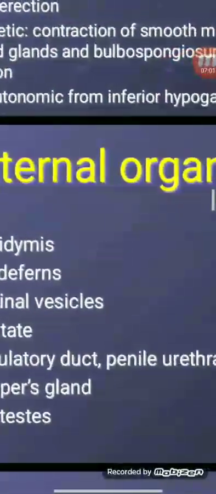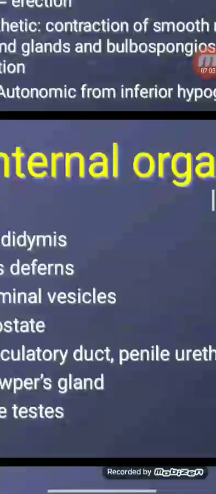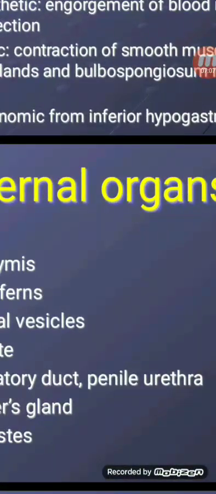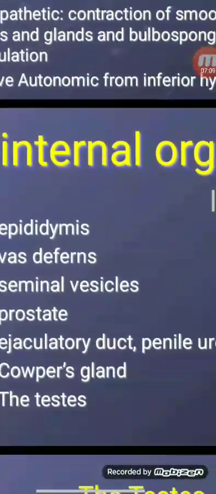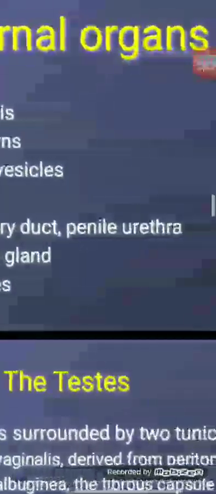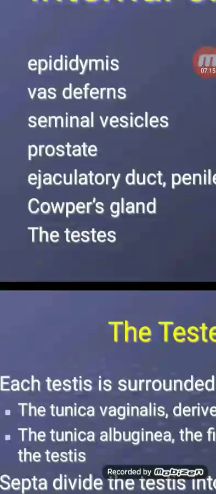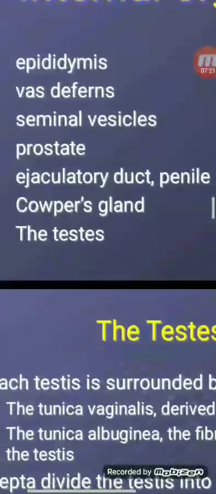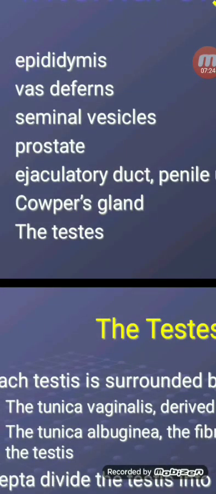The autonomic nervous system from the inferior hypogastric plexus, which was mentioned in the last session. The internal genitalia organs include the epididymis, vas deferens, seminal vesicles, prostate, ejaculatory duct, penile urethra, bulbourethral glands, and the testes.